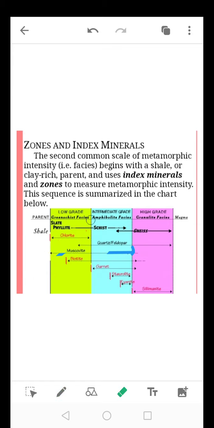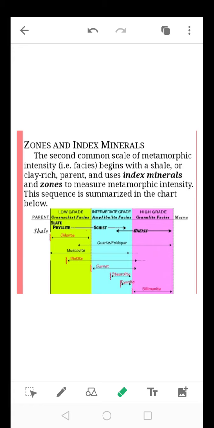But when we start to reach the intermediate grade, we start seeing the quartz and feldspars. We start to see the garnet, the staurolite, and even kyanite. And when we approach the gneiss, we start seeing the mineral sillimanite, which is the index mineral that forms in the intense pressures and temperatures.